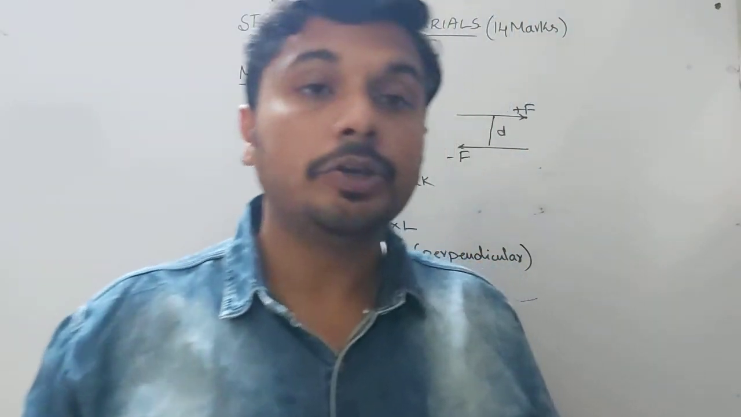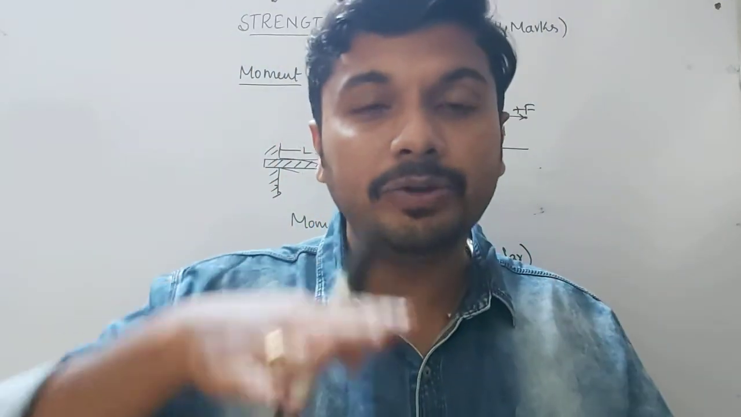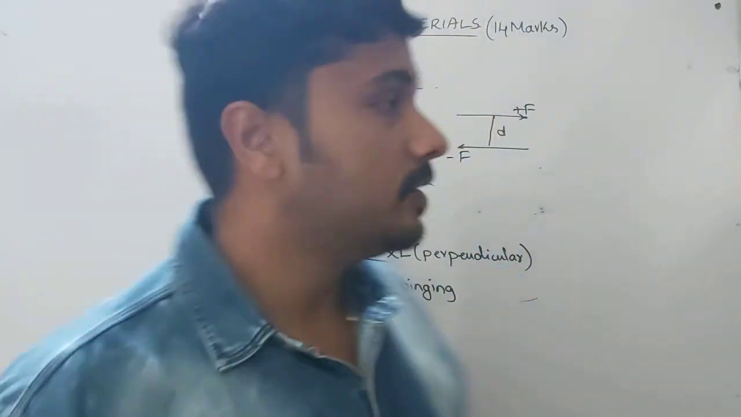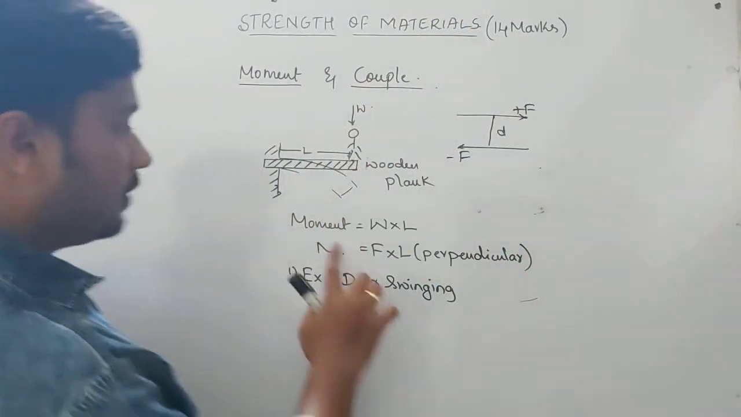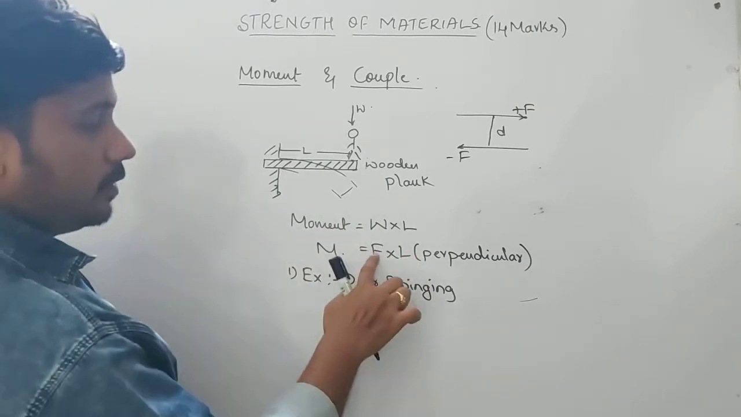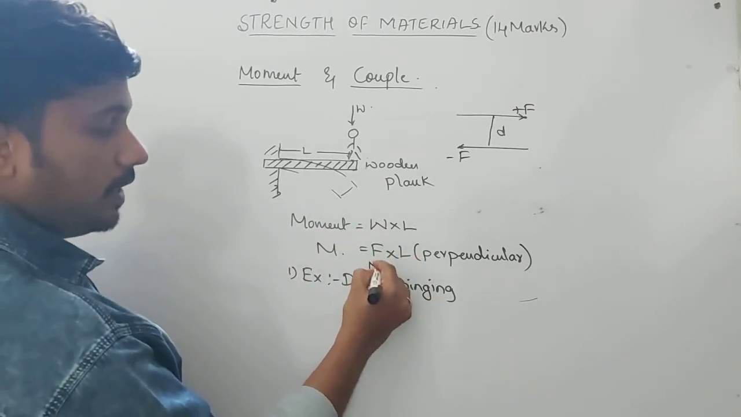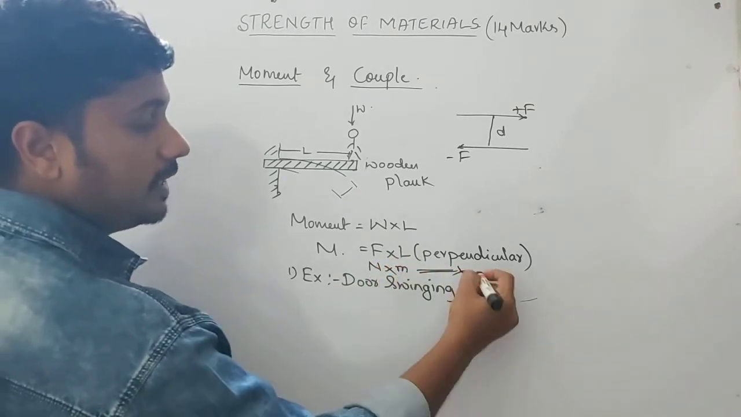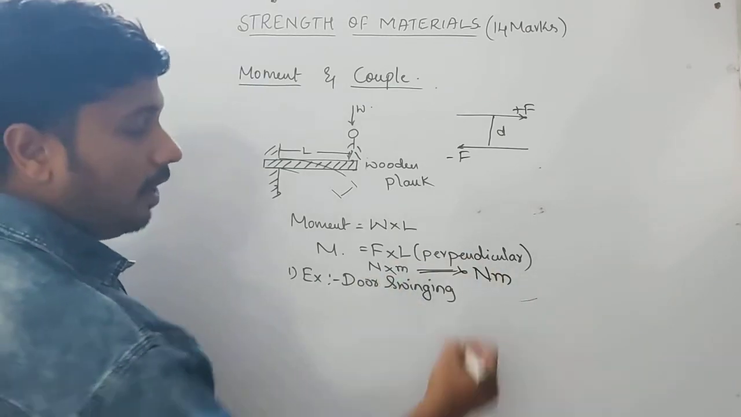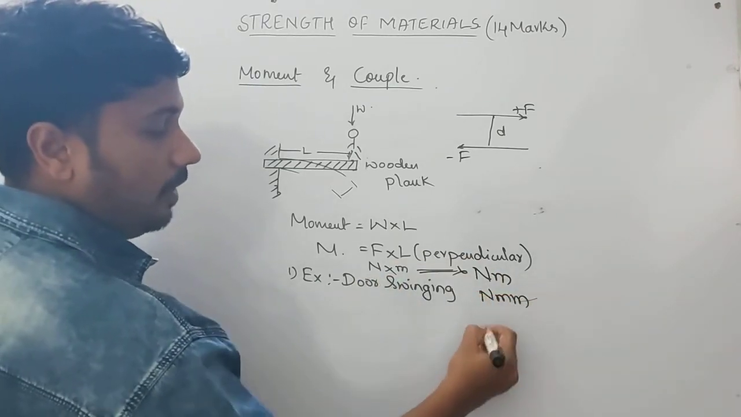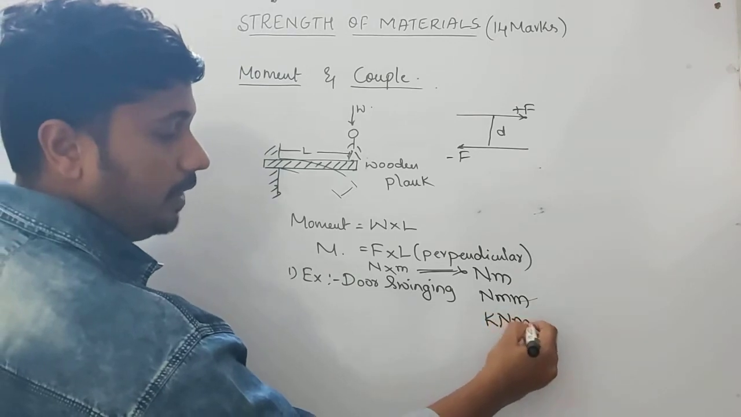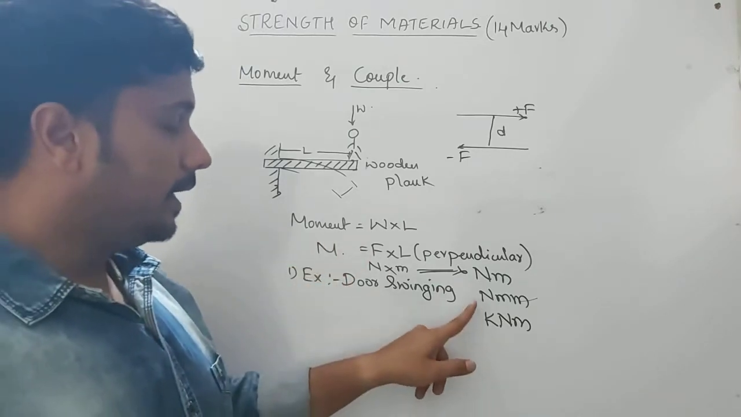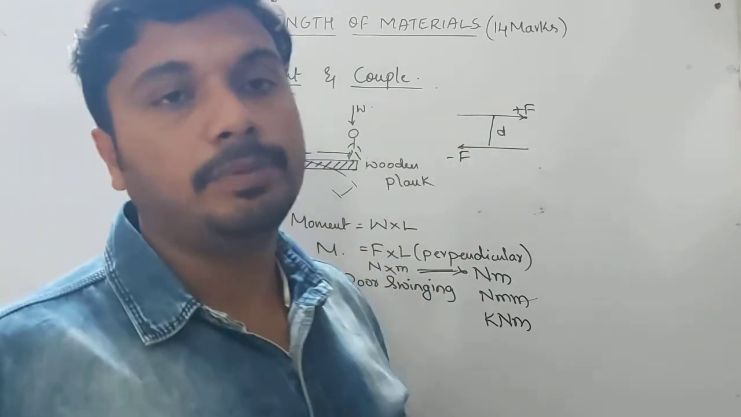For example, your cycle pedal. On a cycle pedal, you apply two forces in opposite directions so that you get the rotation effect. That is the couple. Coming to the moment, what is its unit? The unit of force is Newton and the unit of length is meter. Therefore the unit is Newton meter, or Newton mm, or kilonewton meter. This is the unit of moment, and the same goes for the couple as well.